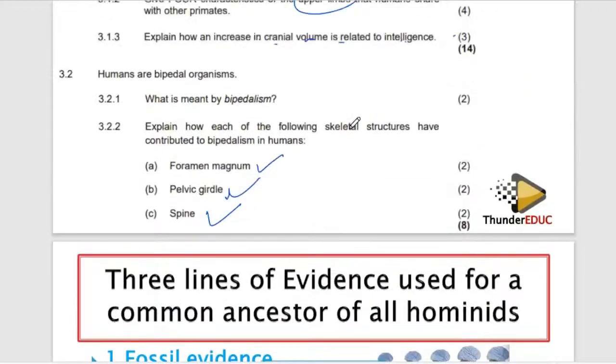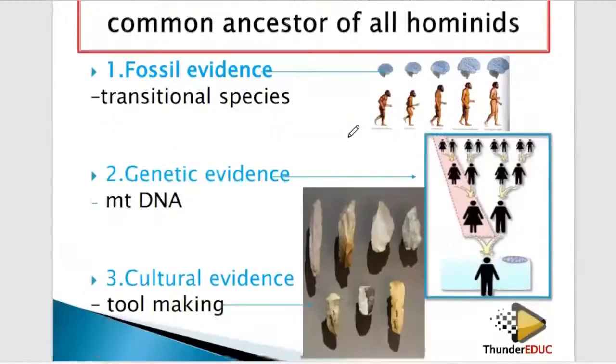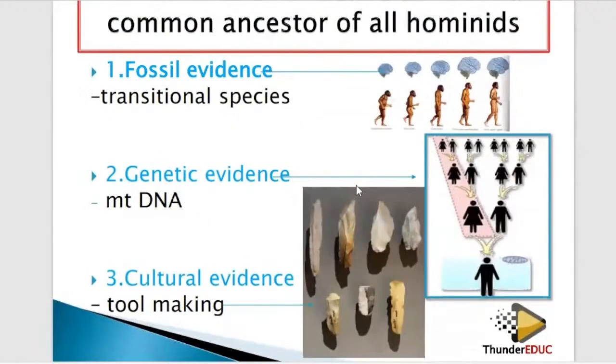You see, it's a simple thing. Lastly, but not the least, the evidence of hominids: fossil evidence, genetic evidence, and cultural evidence. Guys, when they ask you about the evidences, you don't say the mitochondrial DNA. You don't talk about tools. The evidence is genetic evidence. An example of genetic evidence is mitochondrial DNA. The evidence is cultural evidence. An example of cultural evidence is the use of tools. Is it clear? Yes. So fossils remain fossils.